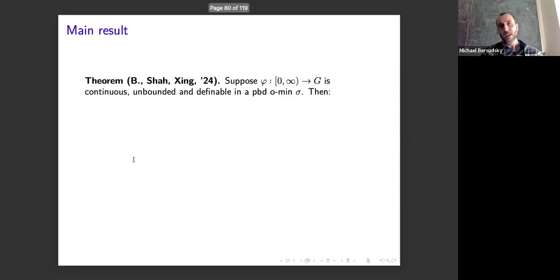Okay. Now we arrive at our main result. Here we suppose that we take a curve that is continuous, unbounded, and definable in a polynomially bounded o-minimal structure.